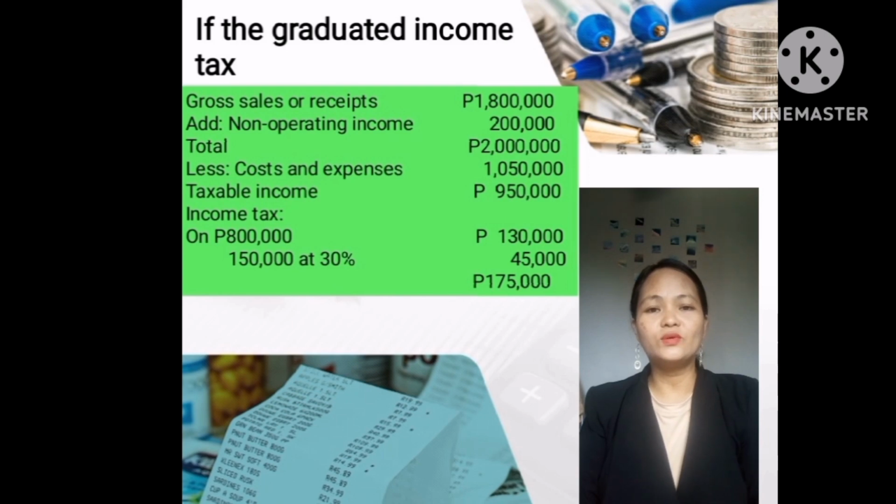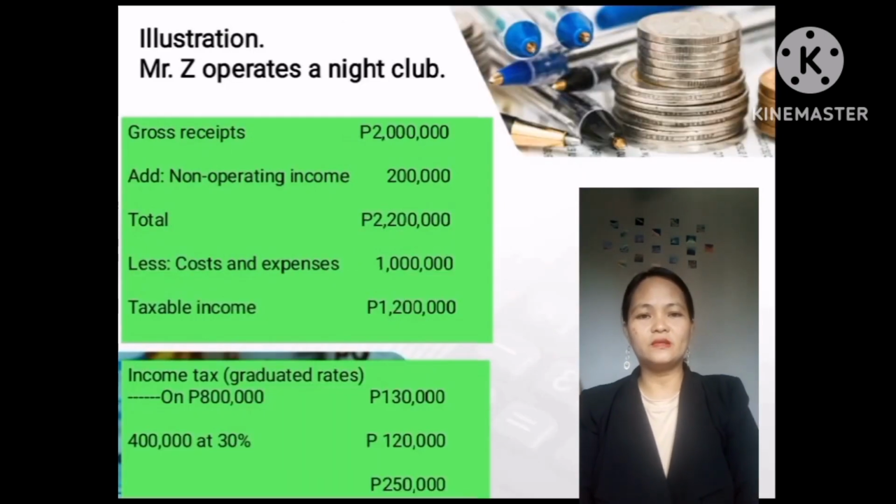So, meron pa tayong isang illustration sa ating module. Yung kay Mr. Z operates nightclub. Ang gross receipts niya ay 2 million pesos at ang kanyang non-operating income ay 200,000 pesos at ang cost and expenses ay 1 million pesos. So, ang magiging computation dito, since ang nightclub ay belongs to amusement tax, so hindi pwede dito yung 8%.